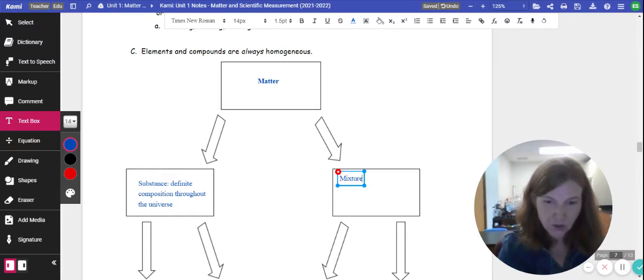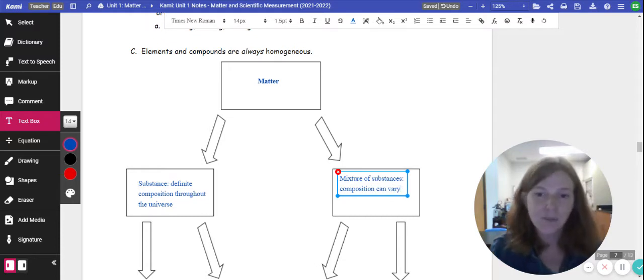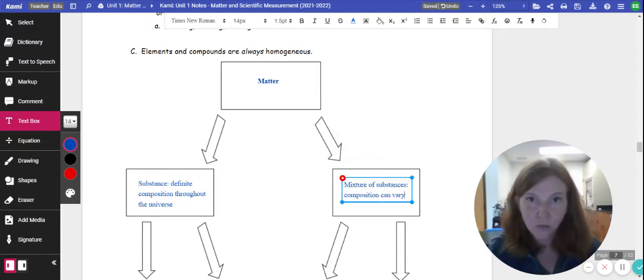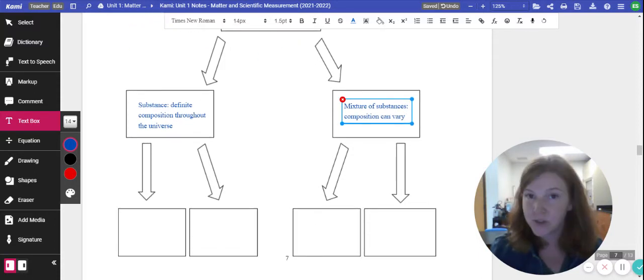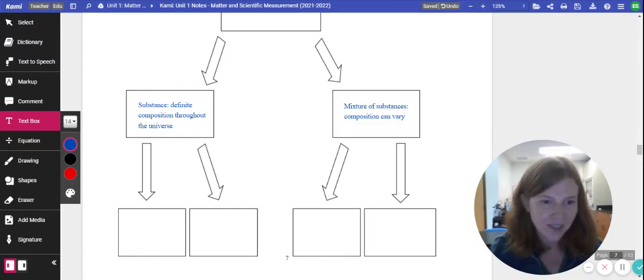A mixture of substances where the composition can vary. I gave the example of if I ask everyone in the classroom to make salt water, we're going to wind up with 27 different varieties of salt water because everyone's going to use different amounts of salt and different amounts of water. So the percentages that make up that mixture can vary, even though they are all salt water.